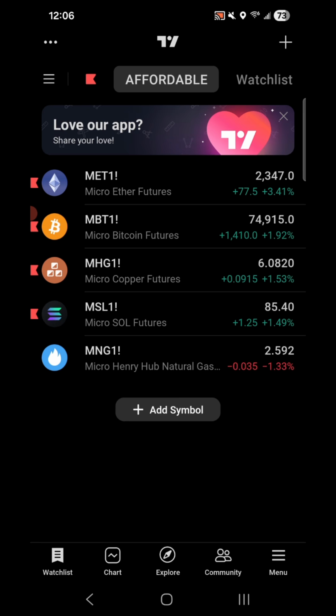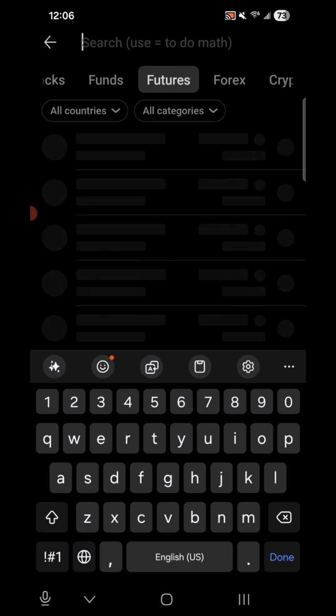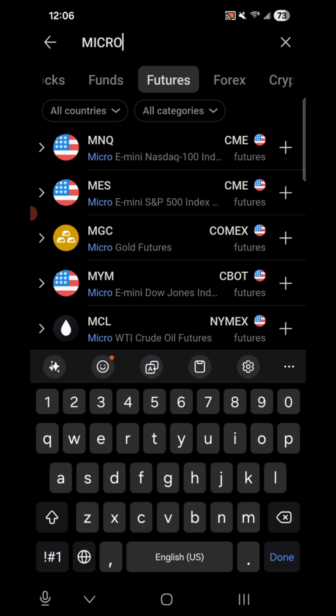Now, if you're looking around, you can click this add symbol button on your watch list, and you'll see on these tabs it's got stocks and funds and Forex and crypto. I always click futures, and then you're going to click micro. And now this will give you all the different micro futures contracts that you should consider trading. You're going to have to do a little bit of practice trading to figure out what you can afford. And we'll talk more about that in future videos.